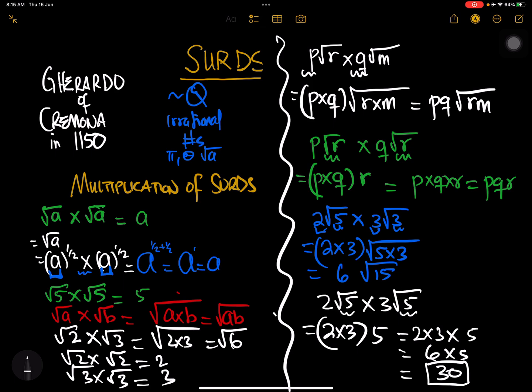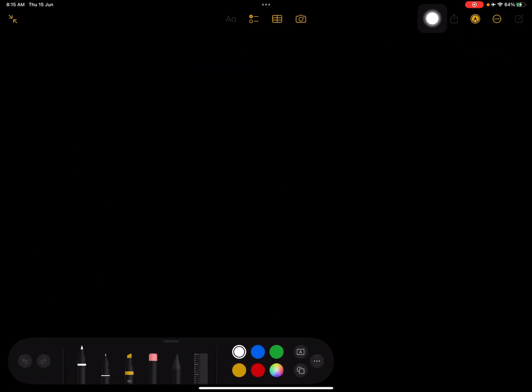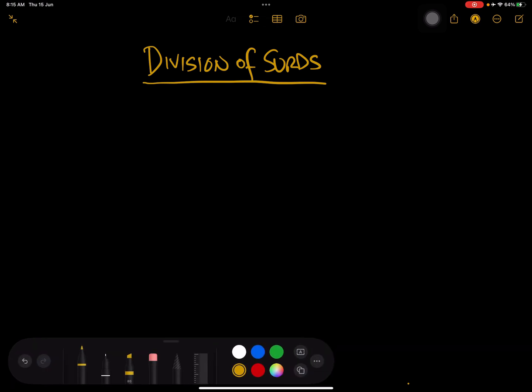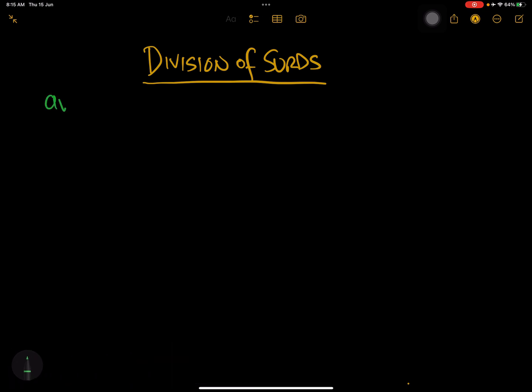Let's now look at how we're going to treat the division of surds. How does that work? Now imagine that we have something like a square root of b divided by c square root of d. That's a division right there.